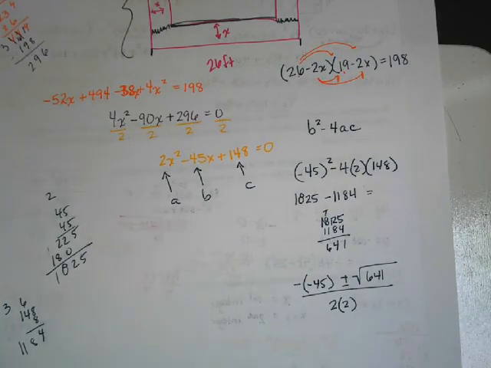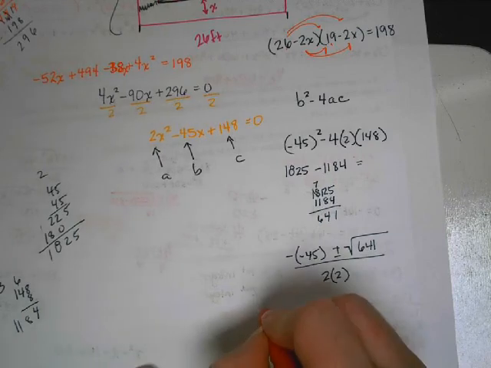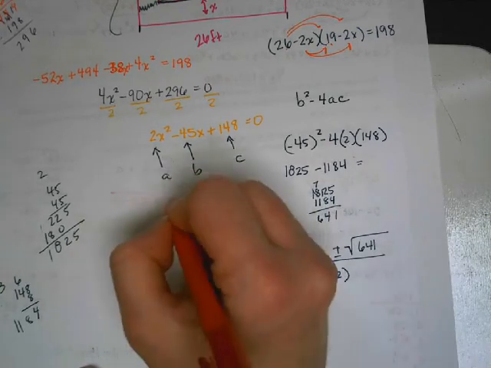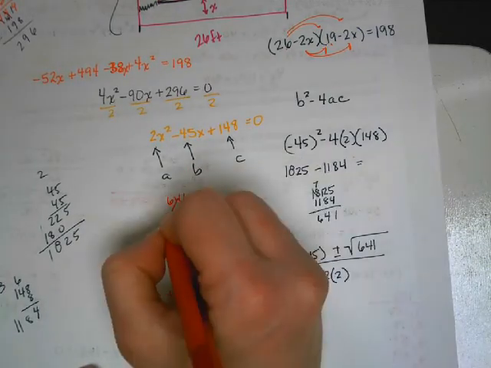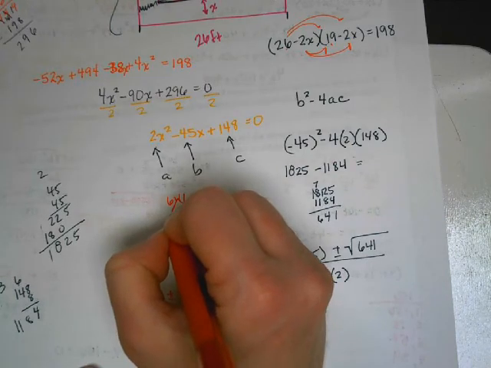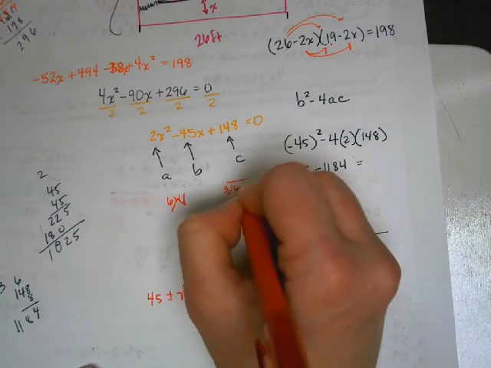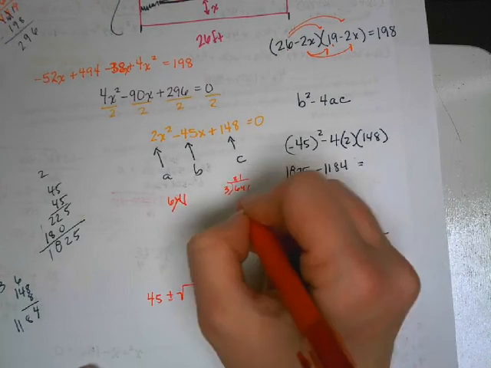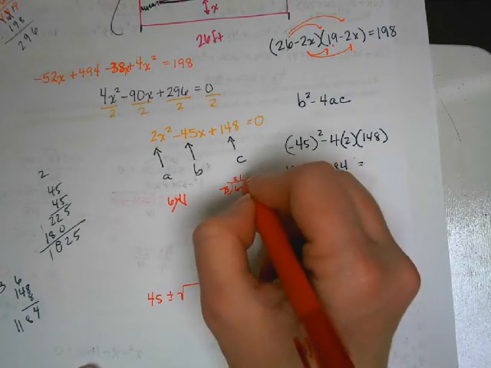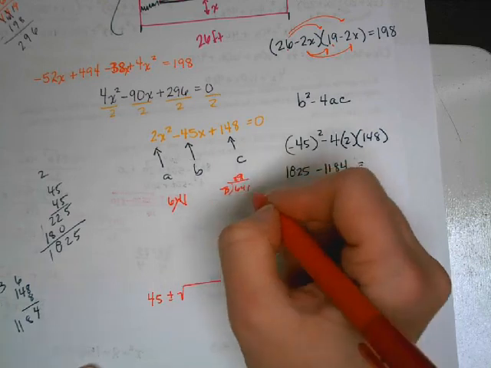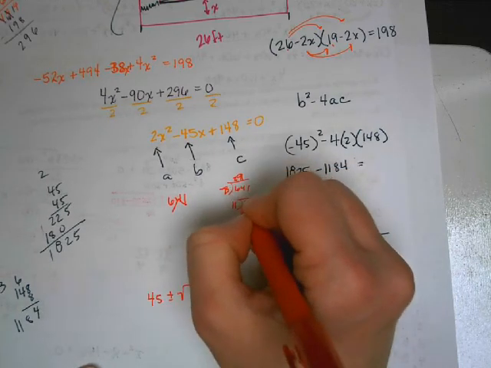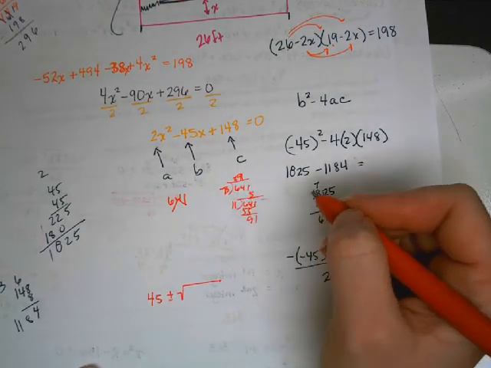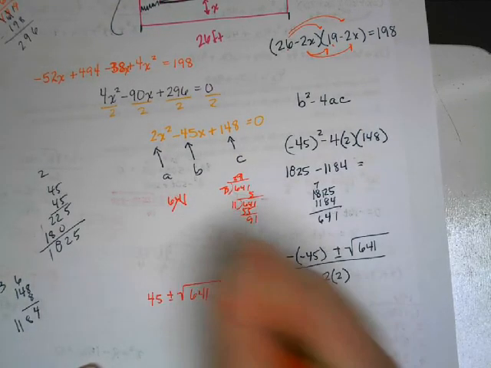And we can just keep simplifying. 2 times 2 is 4. This is 45? Yeah. So let's see, 641. Does 3 go into 641? No. Is it prime? 5 doesn't go into it. Nope. 11? Nope. Dang. I think it's prime. Yes. We'll just leave it with 641 over 4.